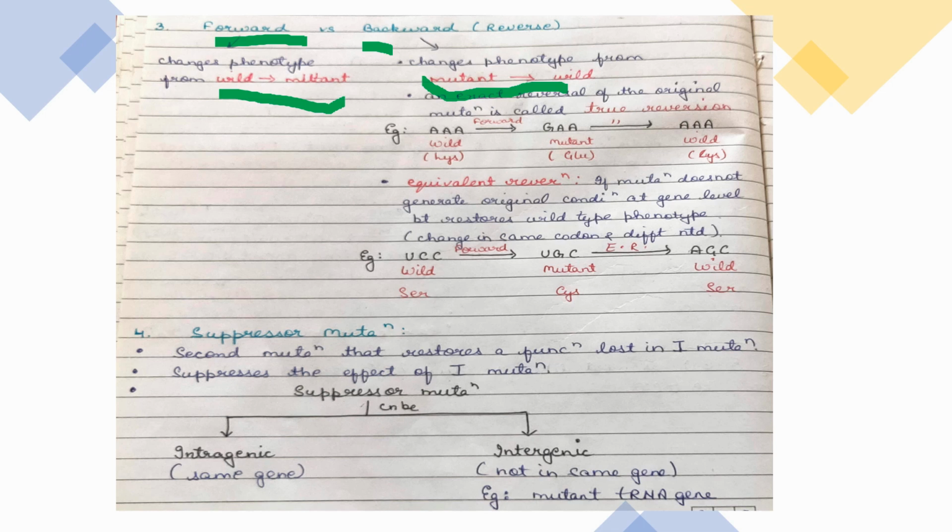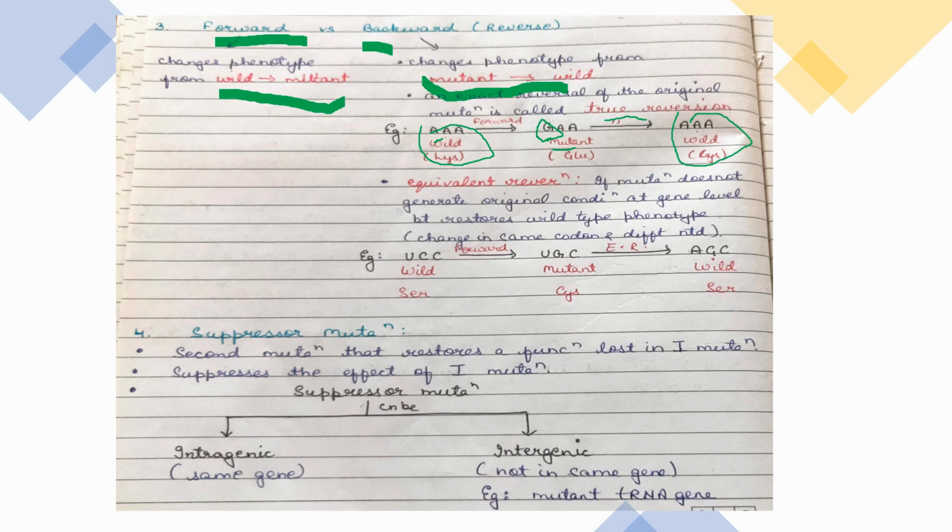Here we see an example: this AAA is wild type, it codes for lysine. If forward mutation takes place, it forms GAA. Now here we can see A is replaced with G. This is a mutant type. Now if true reversion takes place, this again changes back into its wild type, that is AAA.